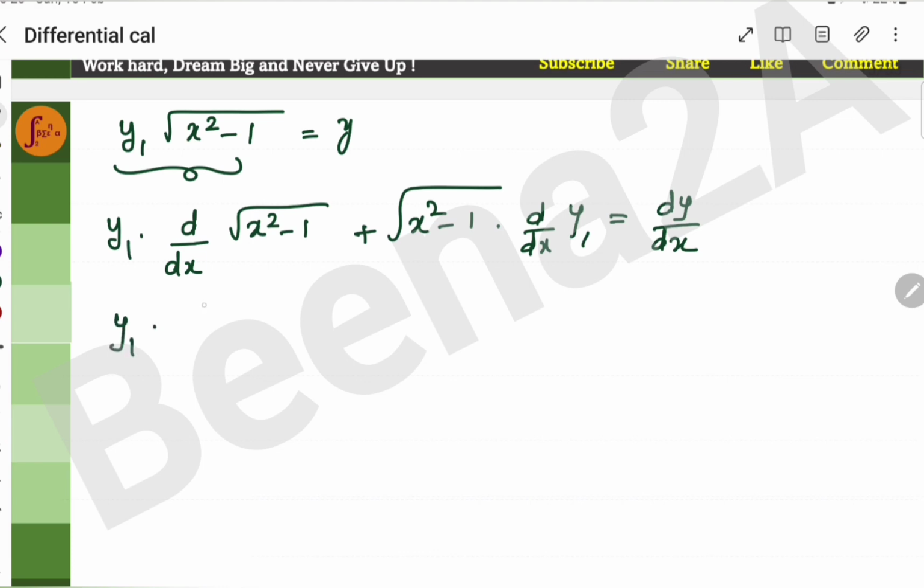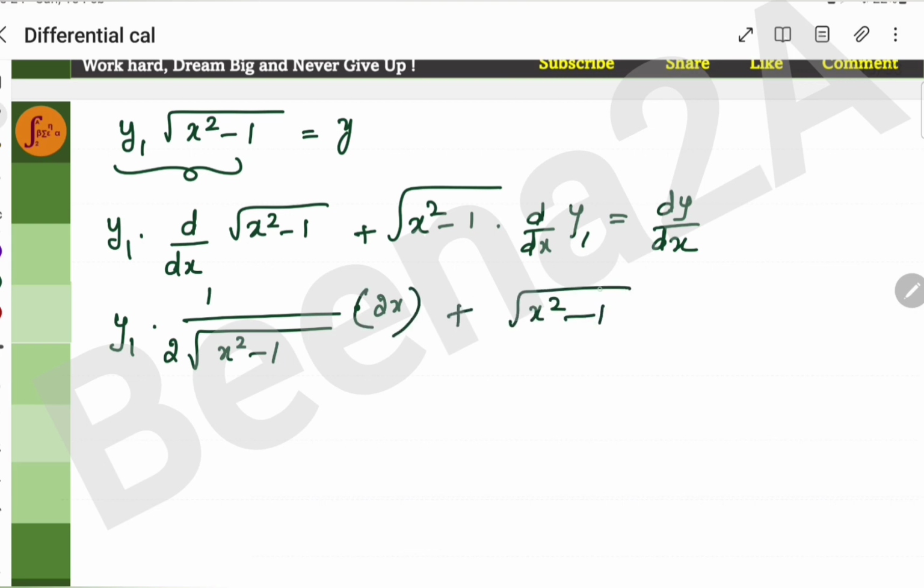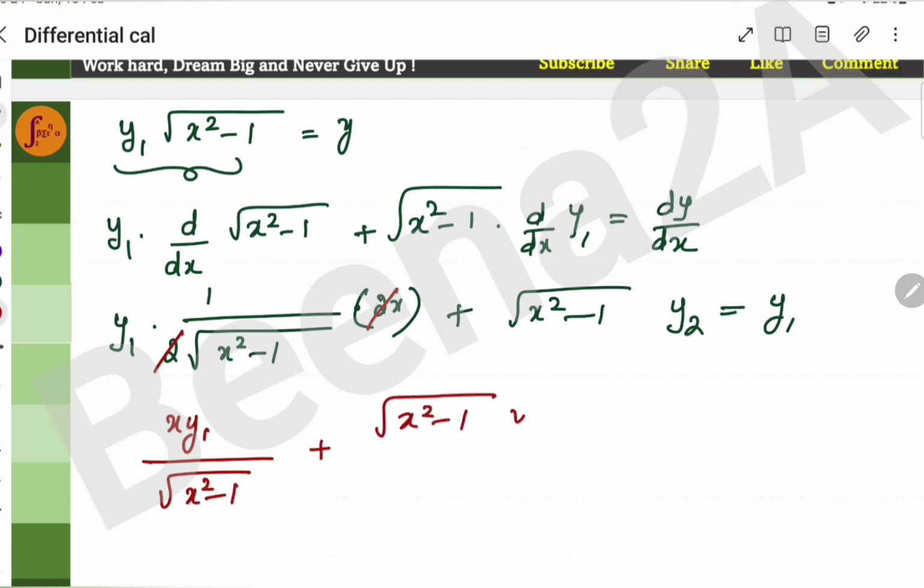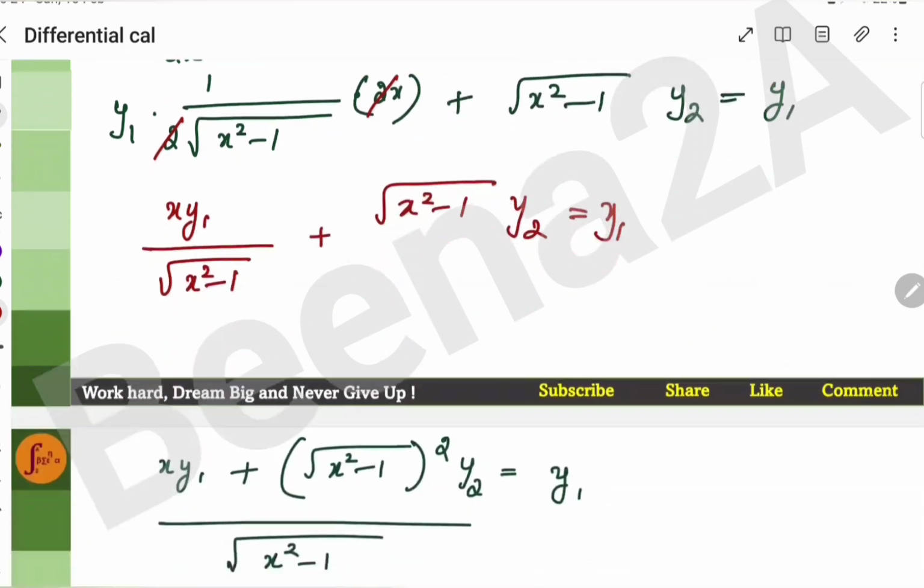So this will become y1. Derivative of root of x square minus 1 is 1 by 2 root of x square minus 1. Use chain rule. x square becomes 2x. Minus 1, derivative of minus 1 is 0. We'll go to the next one. Root of x square minus 1. Derivative of y1 is y2. Derivative of y is nothing but you can write as y1. So here 2 and 2 will get cancelled. So you'll be left with xy1 by root of x square minus 1 plus root of x square minus 1 into y2 is equal to y1. Now we'll take LCM.